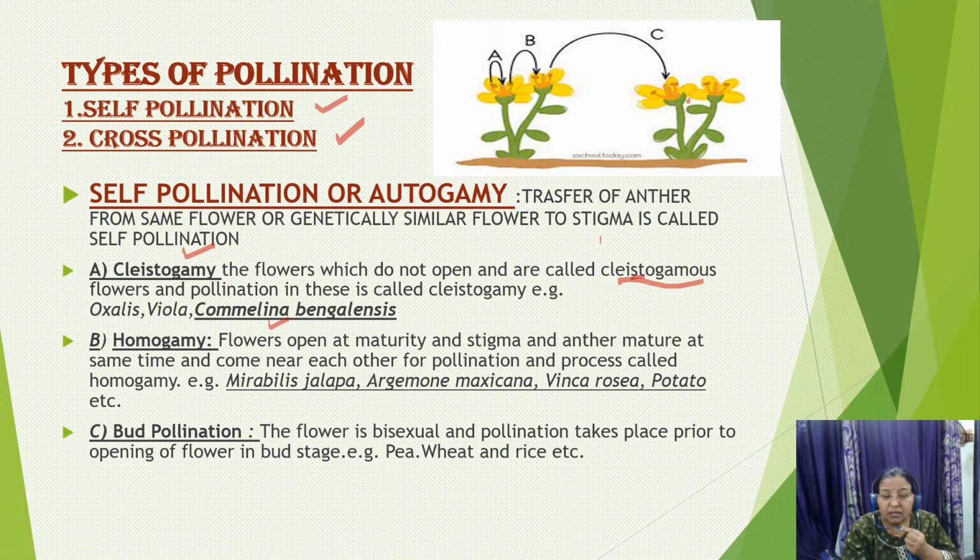Similarly, in homogamy, the flower at maturity, stigma and anther mature at the same time, then in this case the pollination is again self-pollination. For example, in Vinca rosea, Argemone, Mirabilis jalapa, potato, etc., this is homogamy. Bud pollination: sometimes the pollination occurs at the bud stage only. So if the pollination is at the bud stage, this is called bud pollination. This is also a kind of self-pollination.